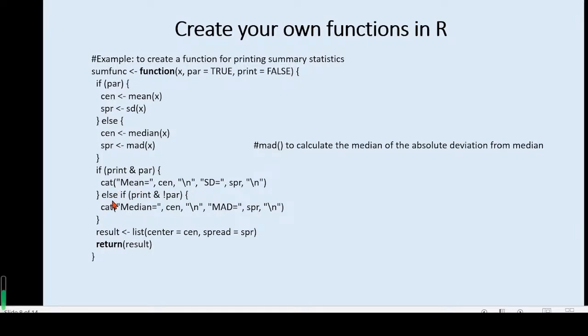Else if, if this is not met but this is met. So if print is true and par is not true, then we will cat the median and MAD values on the screen. Then a list type object will be created for result, with the center as cen and spread as spr. Then we return this result.